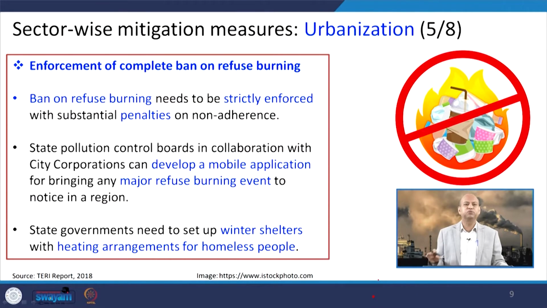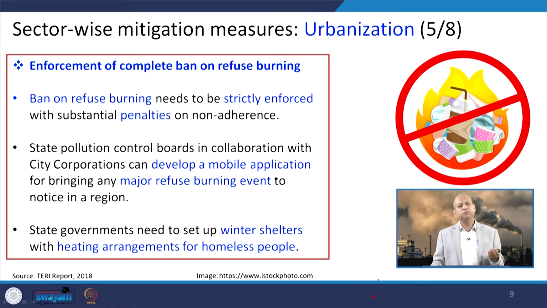The next is urbanization. In urban areas, if we can strictly enforce a complete ban on refuse burning, then we can improve air quality, because this is a very bad habit. Many people just collect the refuse or waste material and burn it rather than disposing of it at the proper place. So the ban on refuse burning needs to be strictly enforced with substantial penalties for non-adherence. The implementation is very important.